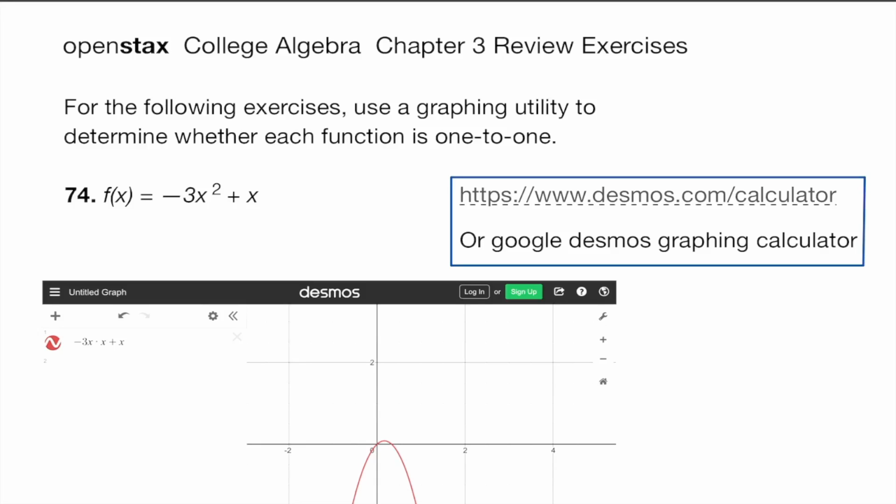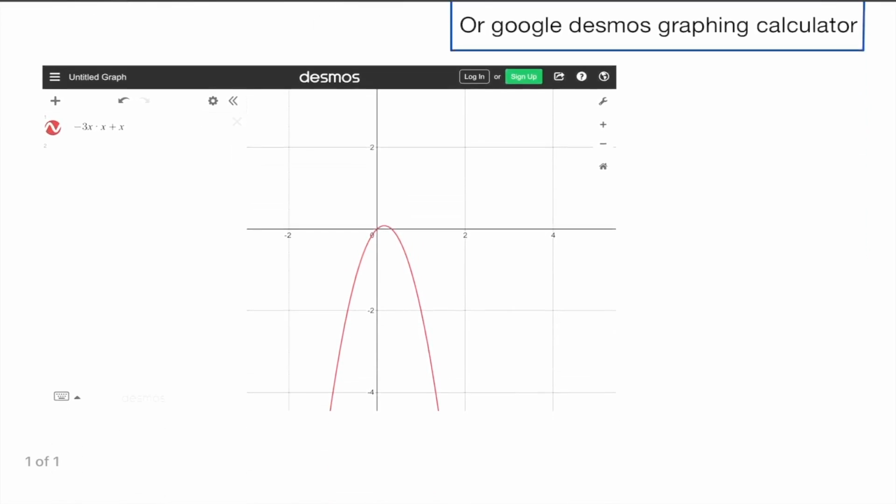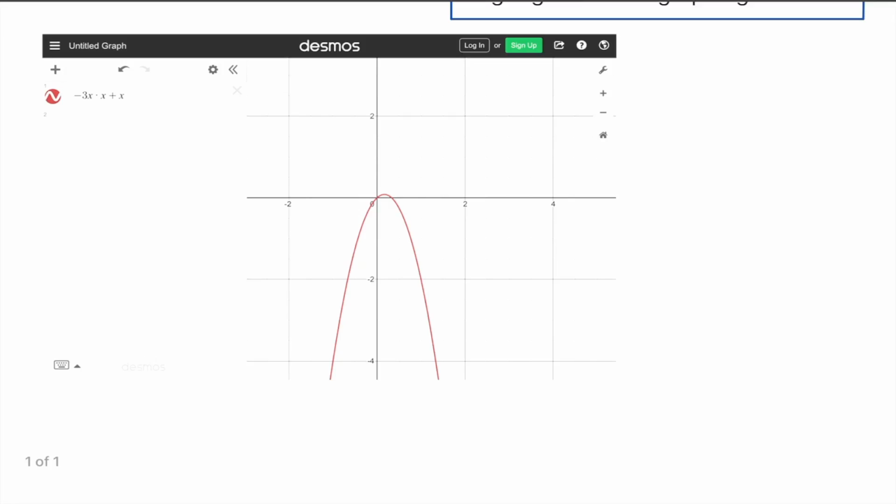So we have f of x is minus 3x squared plus x. One such graphing utility, either a calculator or an online one, is the Desmos graphing calculator, and that's what I used. And this is what it looked like.